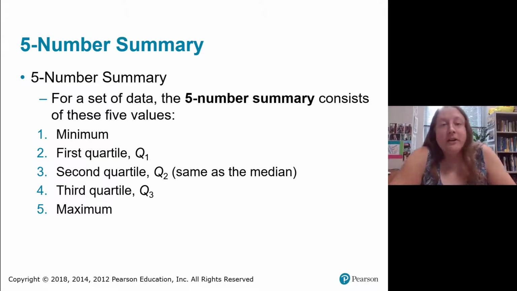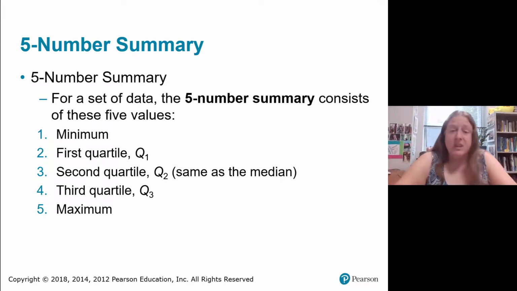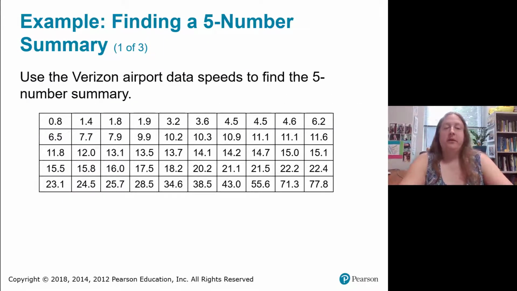So when we talk about a 5-number summary of some data, what we're looking at is 5 numbers that summarize the data. Those numbers are the minimum, the first quartile, the second quartile or median, the third quartile, and the maximum. 5 numbers summarized. All right, so let's find the 5-number summary of our Verizon airport data.